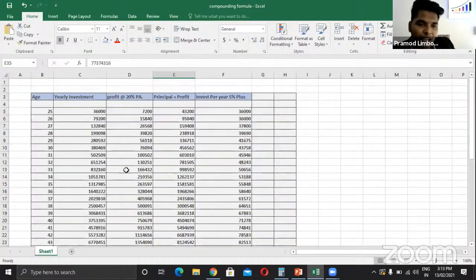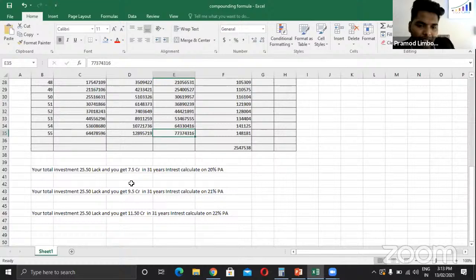From the start till the end, in 31 years you have invested around 25.5 lakh rupees and you will get around 7.5 cr. If we calculate interest at around 20%, not more than that, I just showed you 20% return in 2-3 months, or more than 20% return in 2-3 months in most of my trades. But even if you calculate on an average 20% return per annum, still you are making 7.5 cr on an investment of 25.5 lakh. So you can see the power of investment.